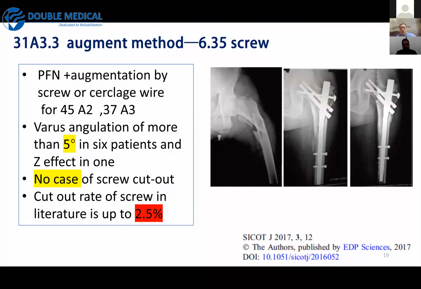First, we come to the screw. This is a paper from the CCOT. There are 45 A2 and 37 A3 fractures, but after the screw or wire augment, only 6 patients showed more than 5 degrees varus angulation. No case of screw cutout. But in the literature, the cutout rate of screw is up to 2.5%.